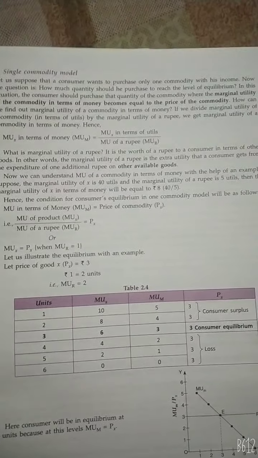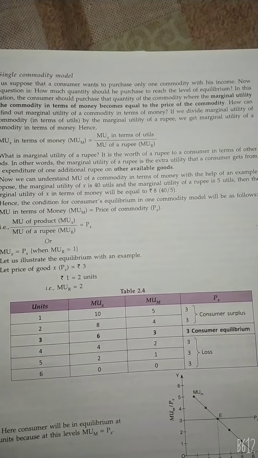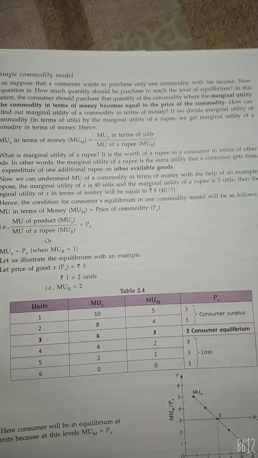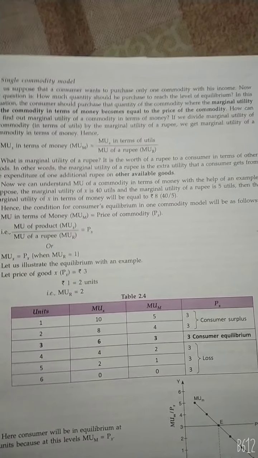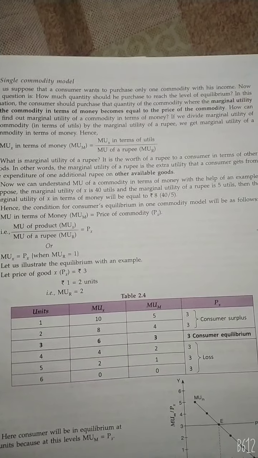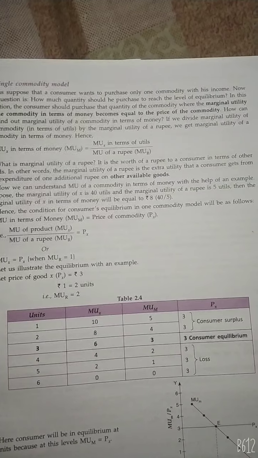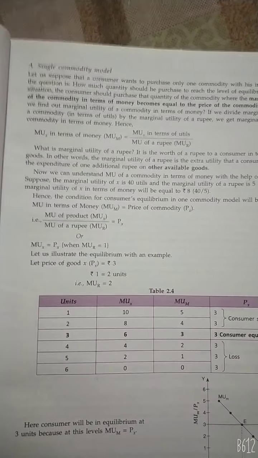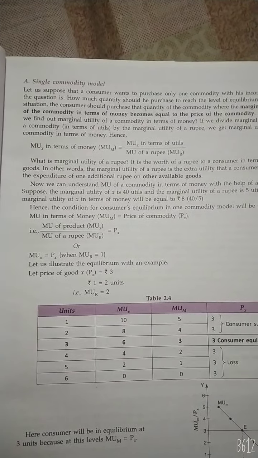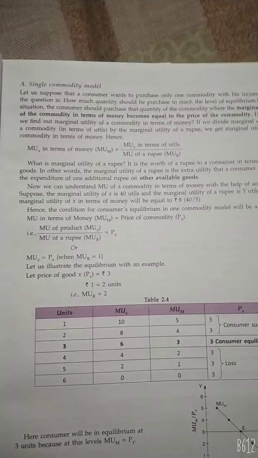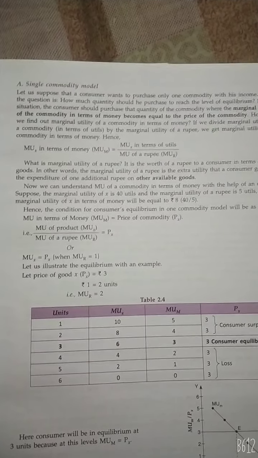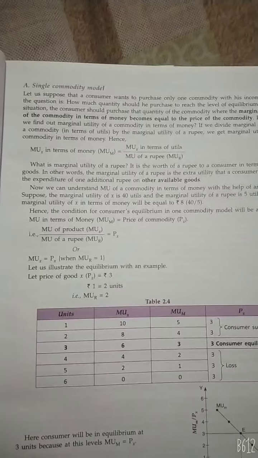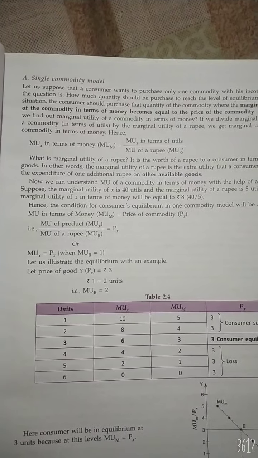Today we are going to discuss the marginal utility analysis and consumer equilibrium: how much of a commodity a consumer buys so that he maximizes his satisfaction and attains the point of equilibrium. We discuss two different situations. First, when only one commodity is consumed, and second, when two or more commodities are consumed. First, we discuss the single commodity model.